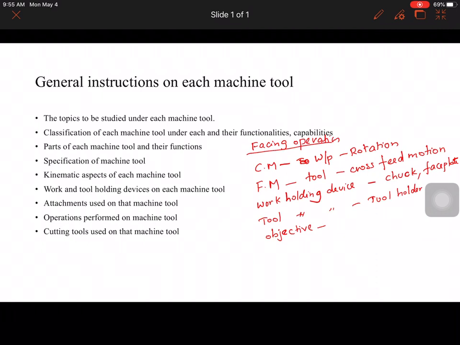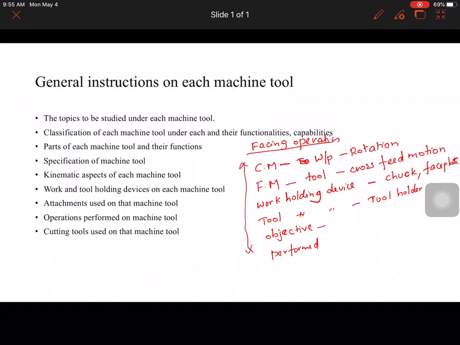So here how the operation is performed. Here the work part is rotating continuously and the cutting tool is provided with the cross feed motion. Cross feed motion means the movement of the tool is perpendicular to the lathe axis. While it is performing the machining operation, the length of the work part is going to be reduced. So this is what you have to write.